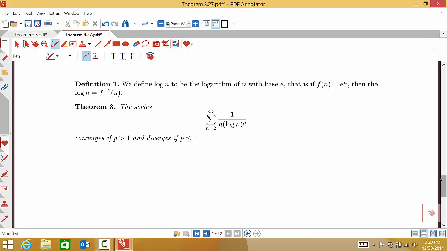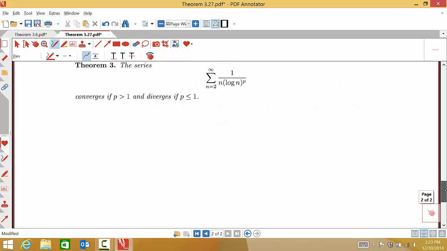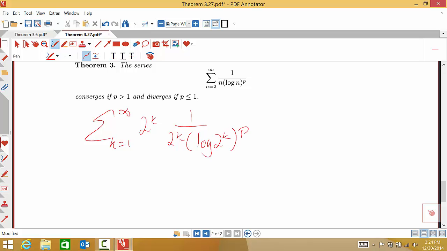Now again, you might have seen this in a calculus class. This you can do very nicely with the integral test and doing a little u substitution, but we're going to prove this from the Cauchy condensation test. So again, we're going to look at the Cauchy condensate series. Sum k equals 1 to infinity, 2 to the k, times 1 over, well, we'll have 2 to the k times log 2 to the k, all raised to the p.